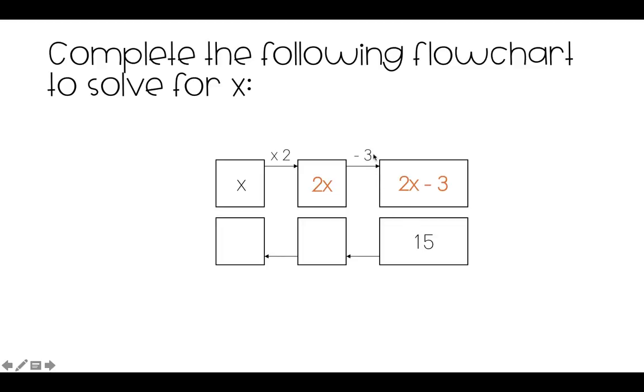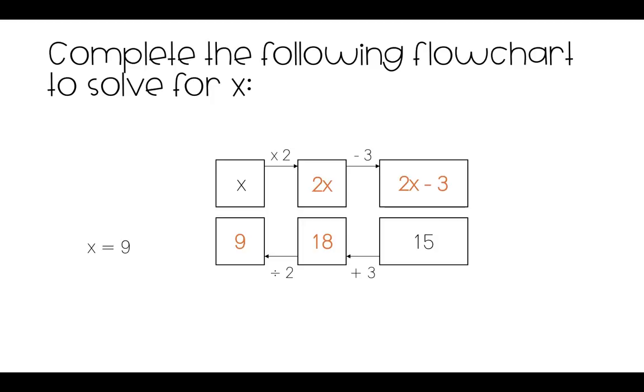What we're going to do is find the inverse of each of these and apply the inverse to this number here. So we're going to add 3 because that's the inverse or the opposite of negative 3. And 15 plus 3 gives us 18. Then we're going to divide by 2. And 18 divided by 2 gives us 9. So what we're saying here is x equals 9.